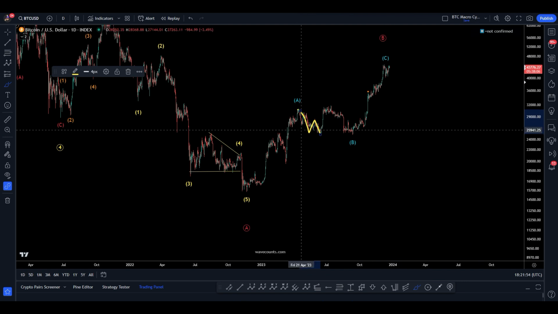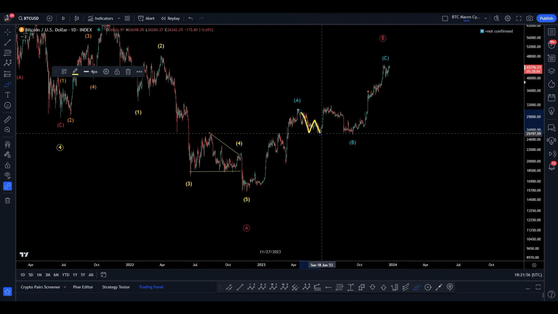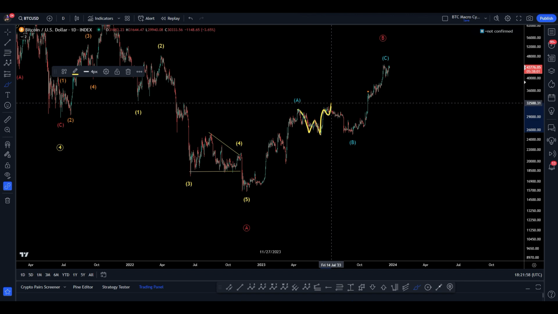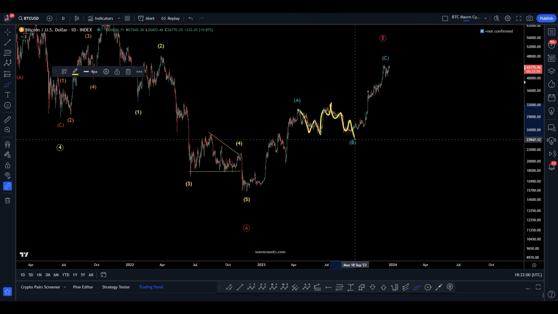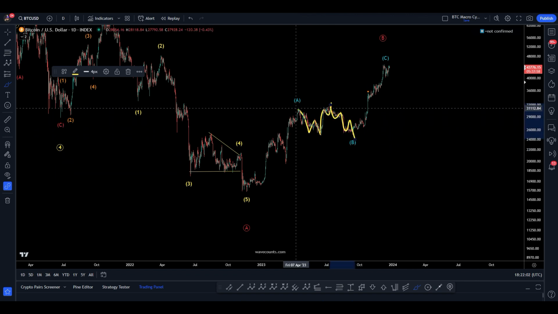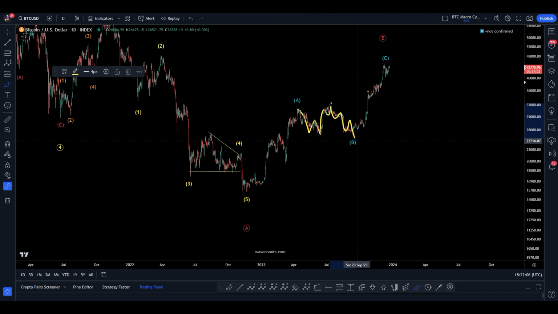Okay, here's a zigzag here, and then you get 5 down to complete your flat. 3, 3, 5 flat pattern.